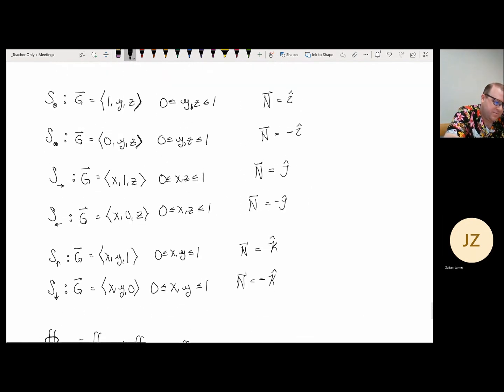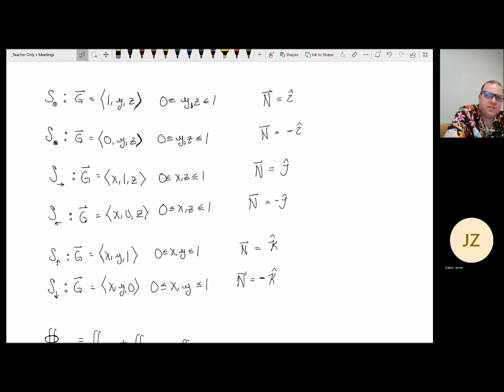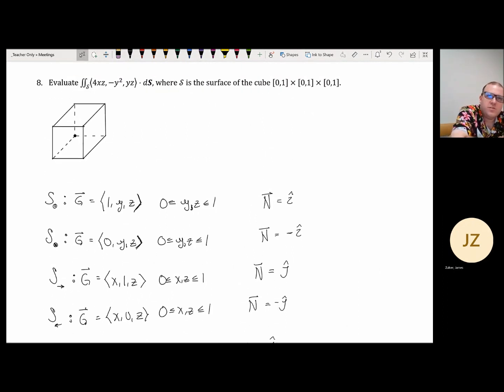Front. Right, we're evaluating our field along here. And then we're going to dot it with i hat. Well, this is simple then. If you dot a vector with i hat, it's only the first component that you get, isn't it? Because i hat is 1, 0, 0. So all we have to do is look at the first component for the front and the back. Evaluate that component only at the parameterization, and we get 4z.